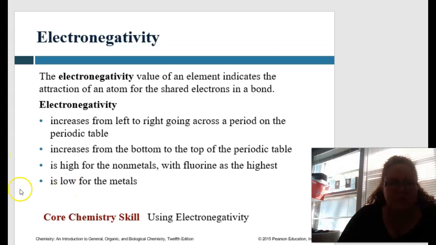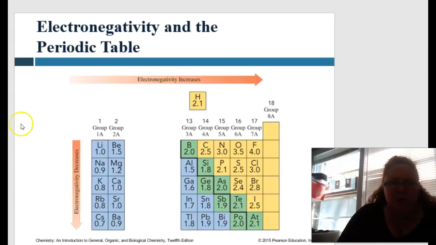And so our core chemistry skill is using this and figuring out what to do with it. Okay, so here is, again, electronegativity increasing and decreasing across and down. So that is a good little summary to remember.